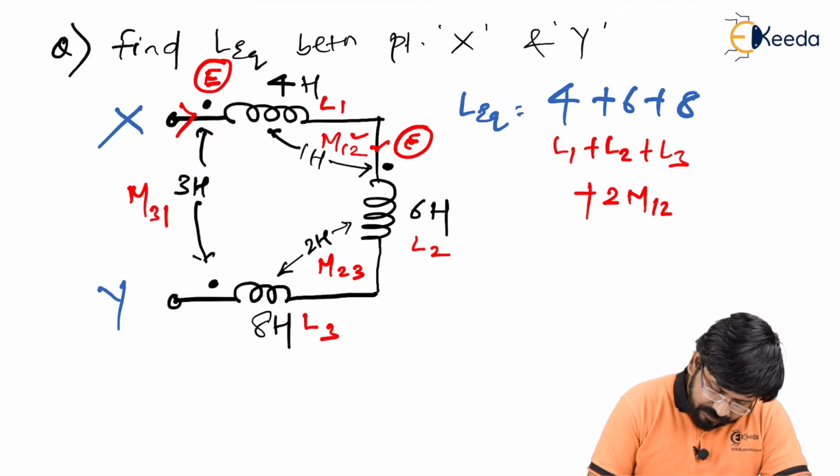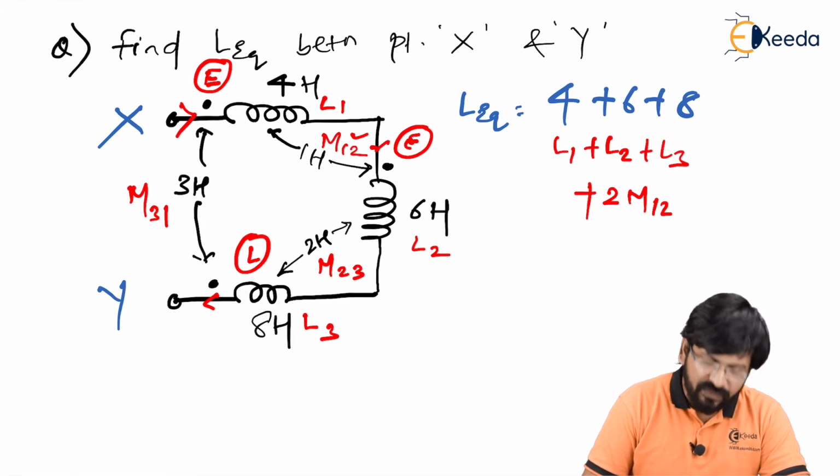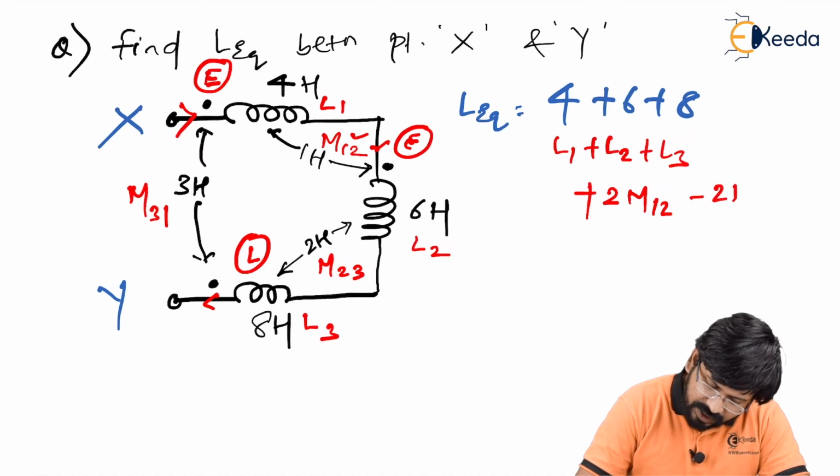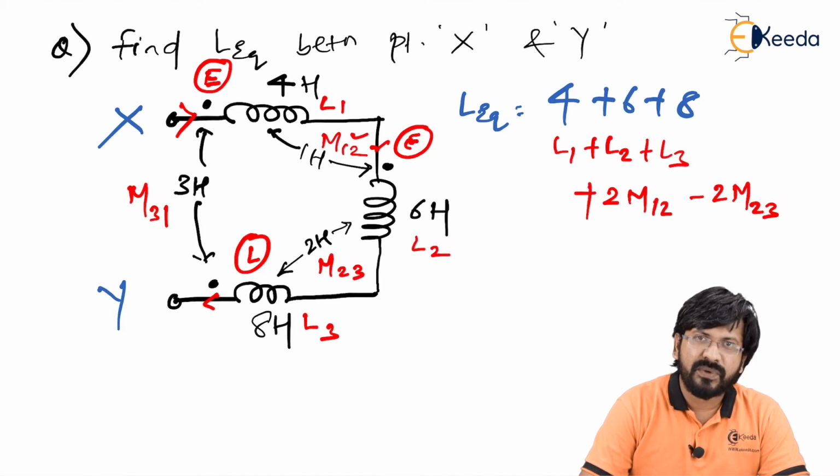After that, for coil 2, it is entering by the dot. For coil 3, it is leaving by the dot. As you can see, for coil 2 and coil 3, one is entering, the other is leaving. What does that mean? It should be minus of 2 M23. That is just a comparison of 2 and 3.